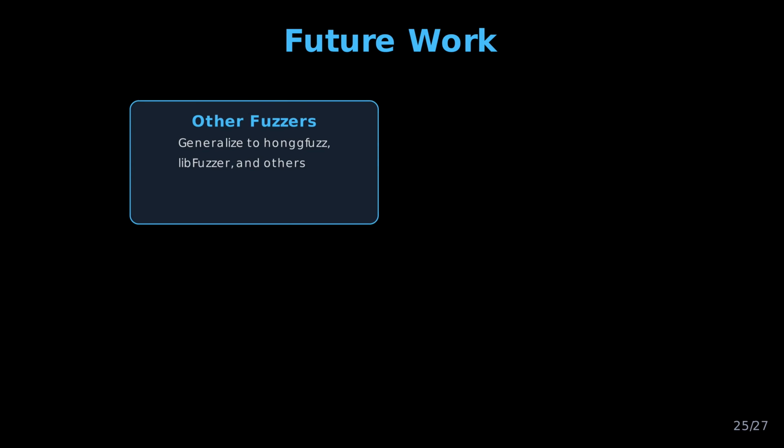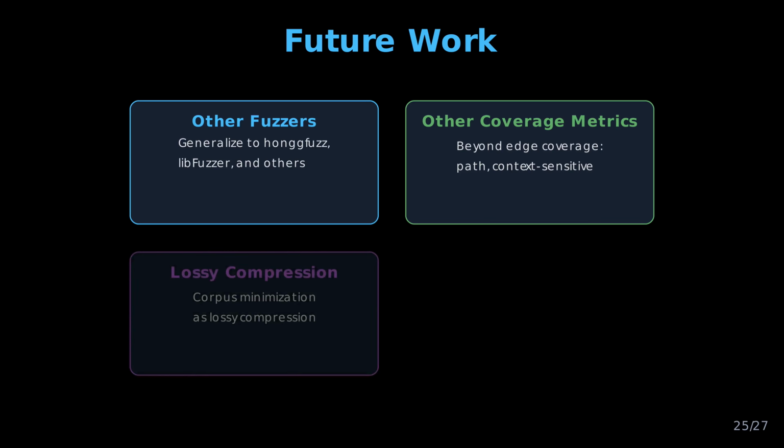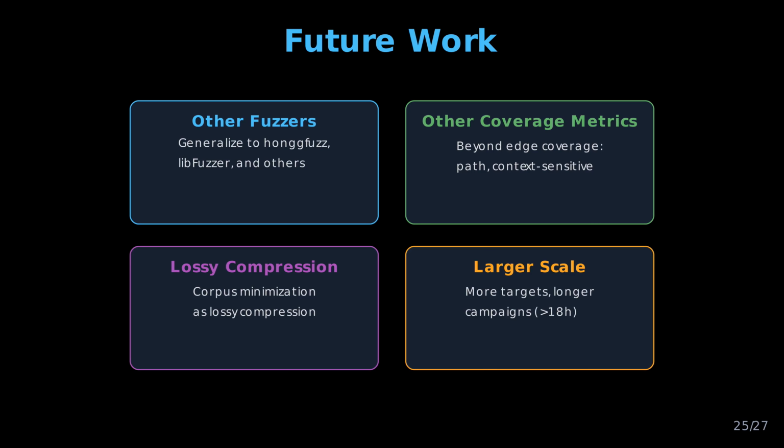The paper opens several promising research directions. First, for example, exploring corpus minimization with coverage metrics beyond edge coverage. Context-sensitive coverage or path-based metrics might preserve more useful information. That is very interesting. Second, evaluating more fuzzers, especially hybrid approaches that combine mutation and symbolic execution in this environment and this scenario, might yield interesting results as well.